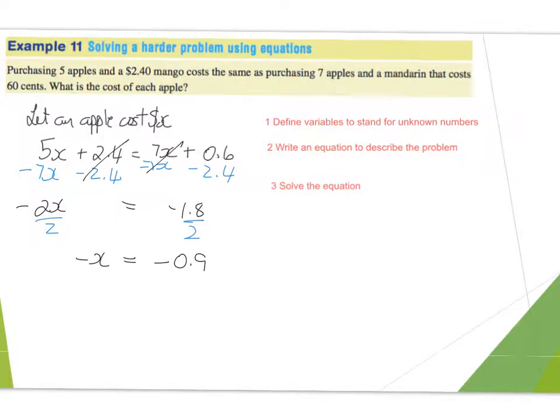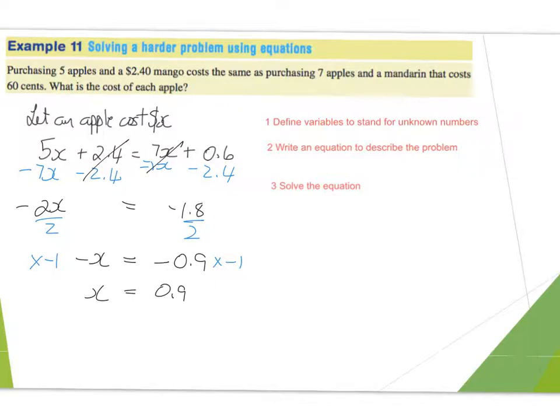So to get rid of the negative on both sides, what I'm going to do is multiply by negative 1, and multiply by negative 1. A negative times a negative gives me a positive, so that will give me x, and that will give me positive 0.9.